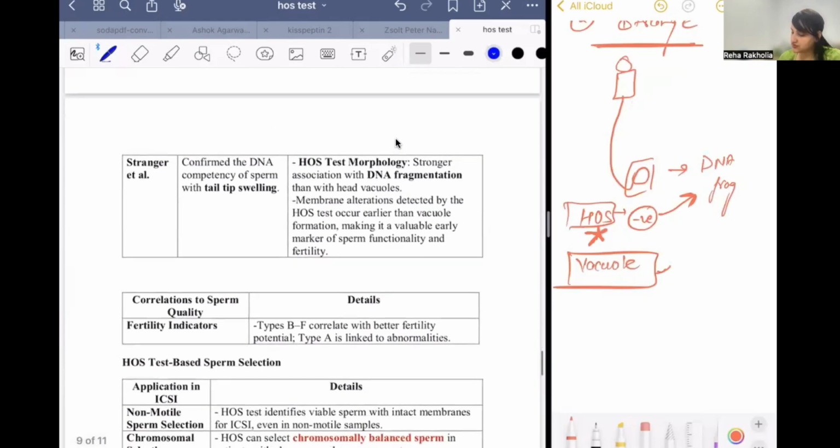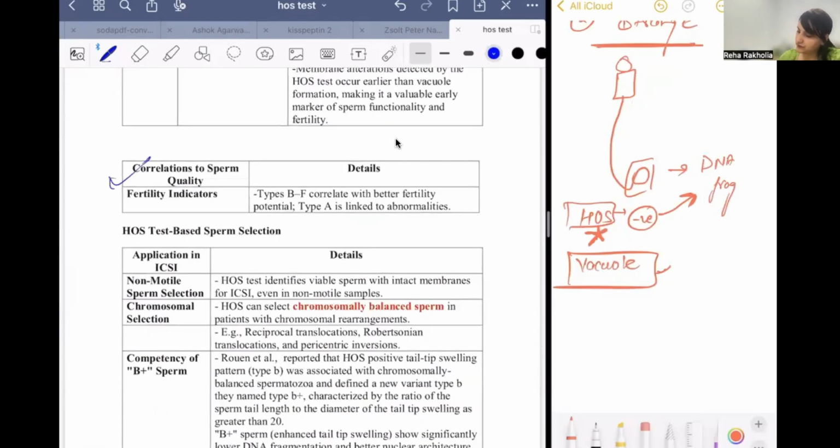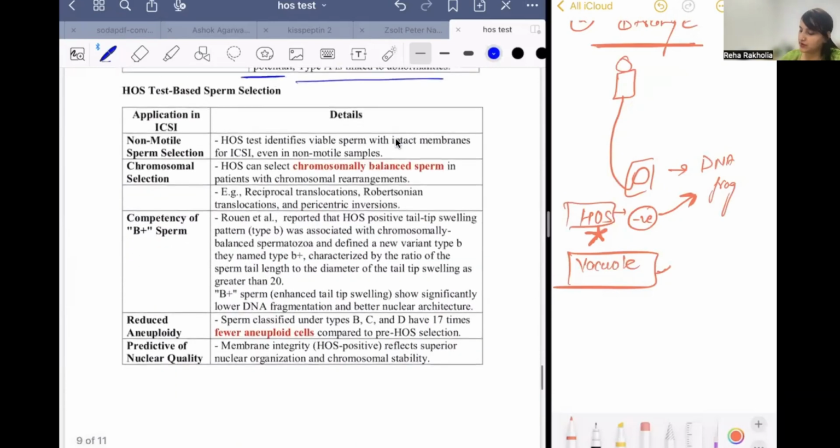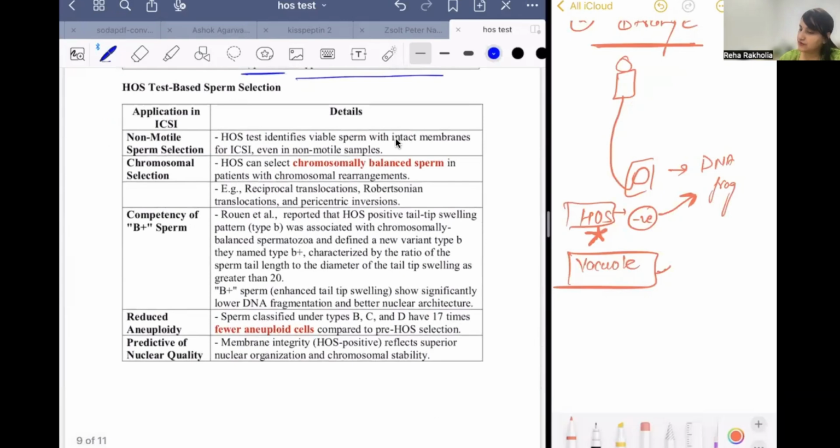Now, correlation to sperm quality: type B to F correlate with better fertility potential, but type A is linked to abnormalities. This we have already discussed. Now we'll discuss application.